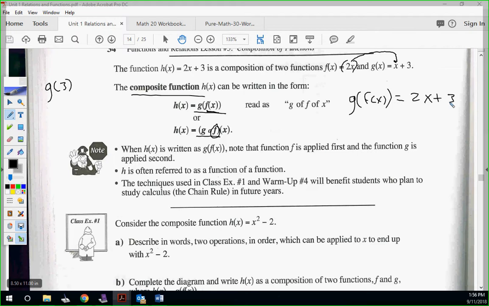Let's do it the other way. Let's do f of g of x. Same, there's one at the top there. So I take this x plus 3 and put it in there for x. So it's going to be 2 times x plus 3. And if I simplify that, it would be 2x plus 6. So there's your f of g and g of f, just for that simple example.